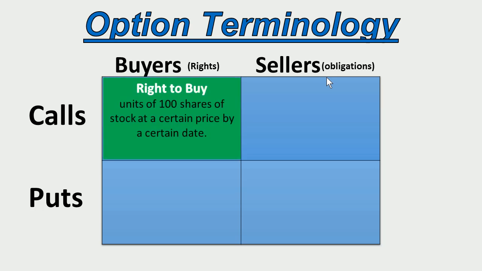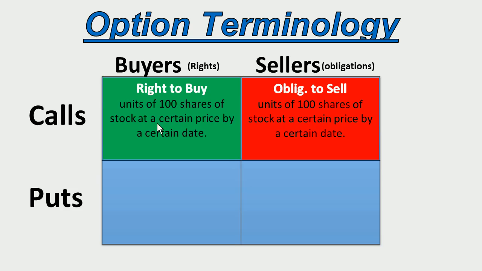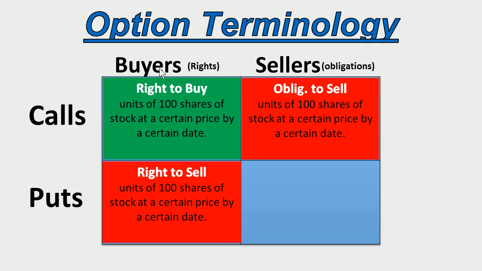So what do we mean? Well, if you're the buyer of a call option, that contract conveys to you the right to buy units of 100 shares of a stock at a certain price by a certain date. Conversely, if you're the seller of an option contract, you are then obligated to sell units of 100 shares of a stock at a certain price by a certain date. So you take on obligations for getting paid. Now on the put side, if you are the buyer of a put, again, you have rights. And in this case, you have the right to sell units of 100 shares of a stock at a certain price by a certain date.